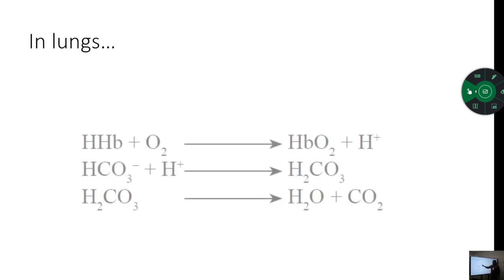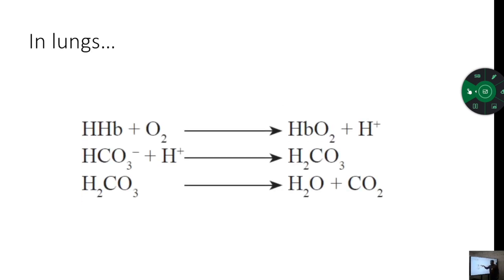And in the lungs, this reduced hemoglobin combines with oxygen to give oxygenated hemoglobin, and H plus is released. This H plus will combine with HCO3 minus giving H2CO3. H2CO3 will dissociate into H2O and CO2, and the CO2 will be thrown out of the lungs during expiration. So that is all regarding the first mechanism under the second line of defense.